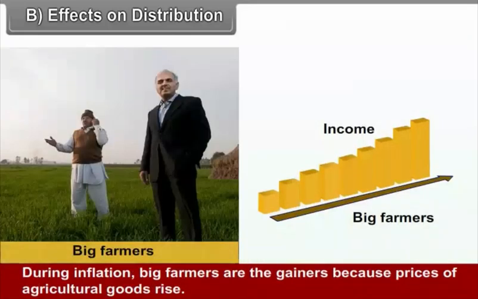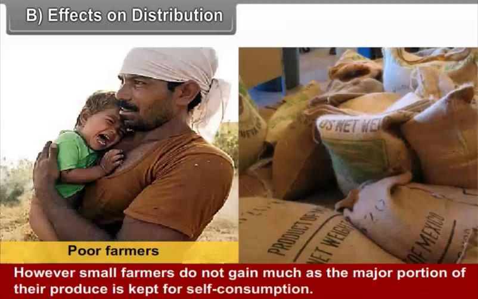During inflation, big farmers are the gainers because prices of agricultural goods rise. However, small farmers do not gain much as the major portion of their produce is kept for self-consumption.